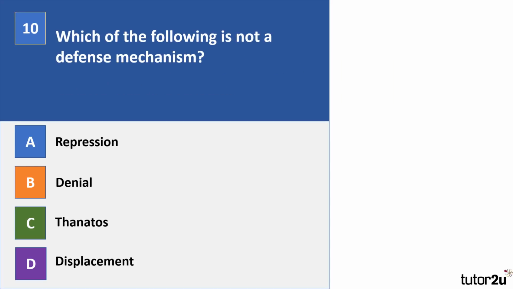Question 10 on psychodynamic now. Which of the following is not a defense mechanism? A, repression, B, denial, C, thanatos, or D, displacement? So which is not a defense mechanism? Pause the video.